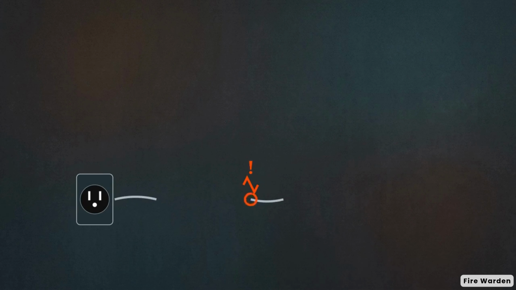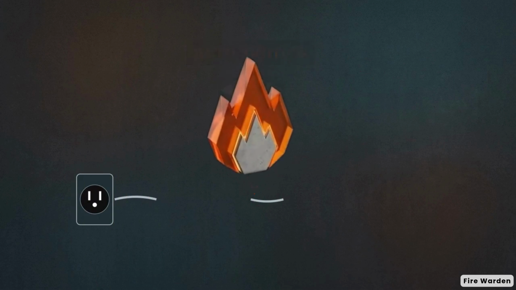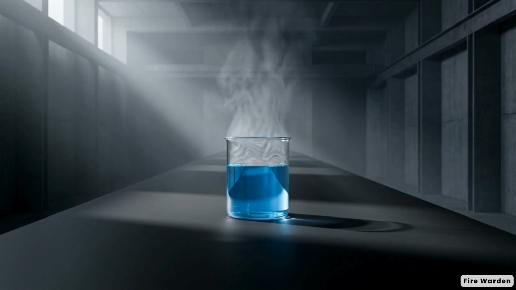This circuit schematic highlights where electrical resistance spikes at the junctions, generating localized heat. As heat radiates outward, surrounding materials degrade, reach their auto-ignition temperature, and ignite. A different physics principle applies to flammable liquids. The liquid itself does not burn. The vapor it emits does.